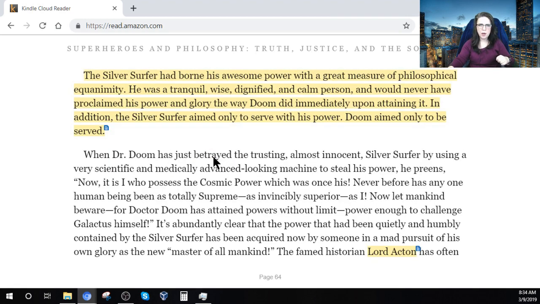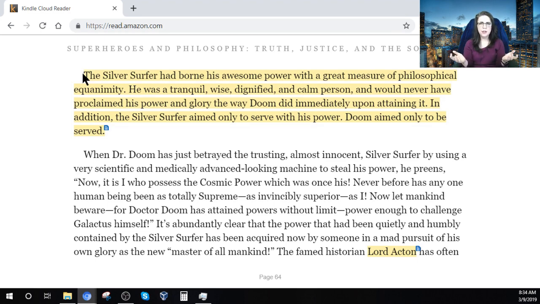And if you look on page 64, let's read this paragraph regarding the Silver Surfer. The Silver Surfer had borne his awesome power with great measure of philosophical equanimity. He was a tranquil, wise, dignified, and calm person, and would never proclaim his power and glory the way Dr. Doom did immediately upon attaining it. In addition, the Silver Surfer aimed only to serve with his power. Doom aimed only to be served.